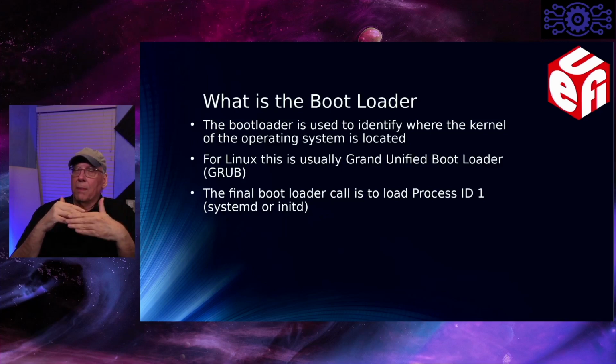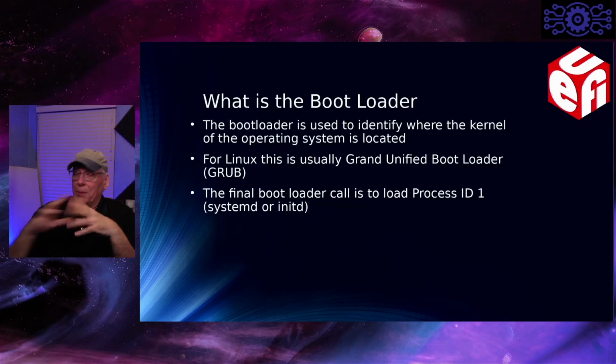Once GRUB is finished, GRUB contains the location of your kernel on the file system. We'll talk about the steps, but its final thing that it's going to do is your kernel is going to call process ID 1. And process ID 1 for Debian, in Debian's case, is systemd. It can also be initd. It could be RC, and initd depends on your distribution, what they use.